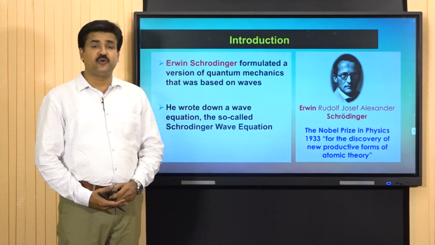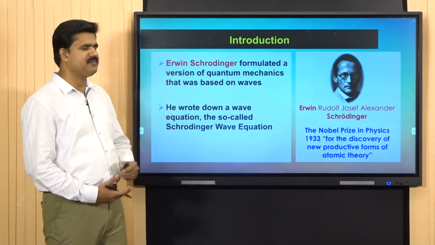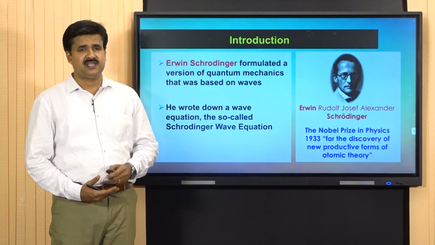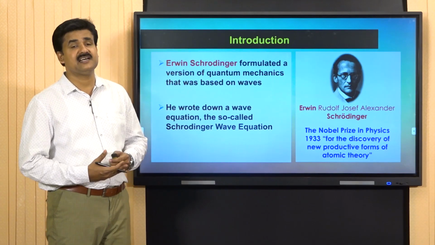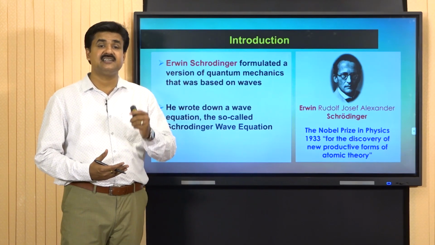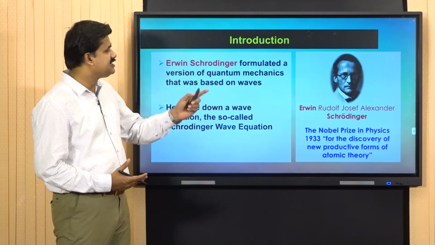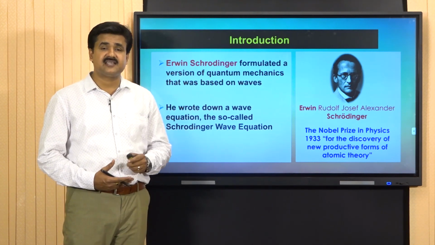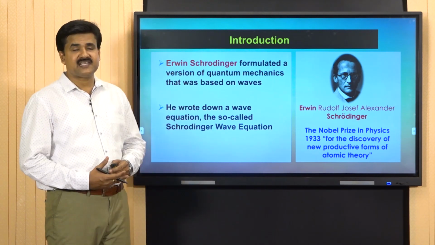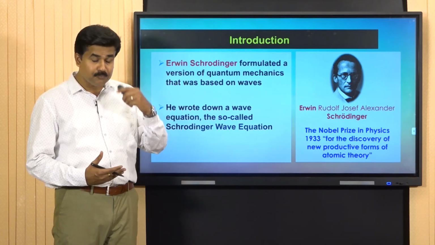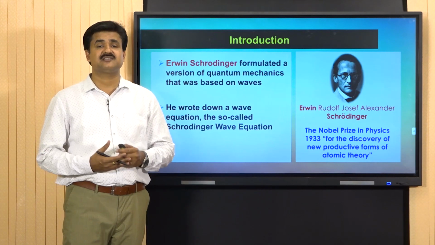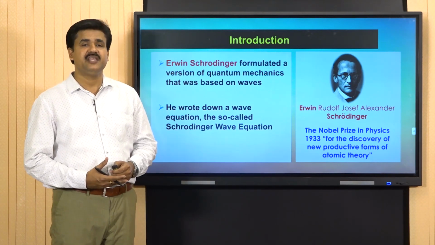Introduction. Erwin Schrodinger formulated a new version of quantum mechanics that was based on waves and is known as wave mechanics. Erwin Schrodinger wrote down a wave equation which is the so-called Schrodinger wave equation. It should be noted that the Schrodinger wave equation is the heart of quantum mechanics. This is Erwin Rudolf Joseph Alexander Schrodinger. He won Nobel Prize for Physics in the year 1933 for the discovery of new productive forms of atomic theory and also for the formulation of the Schrodinger wave equation.